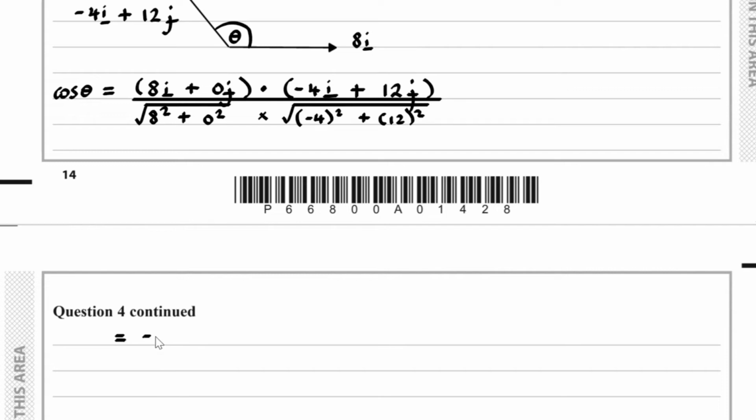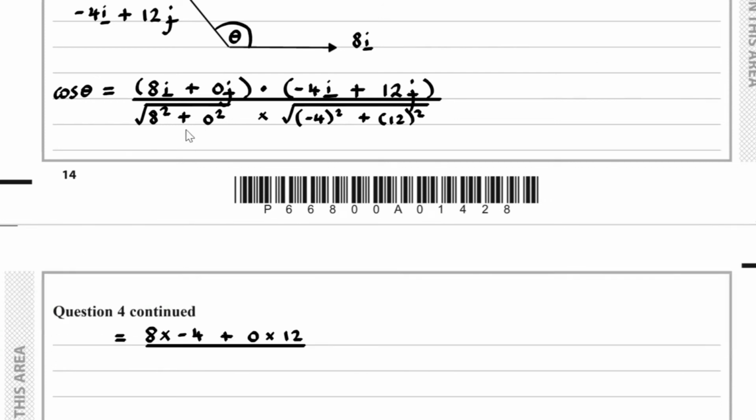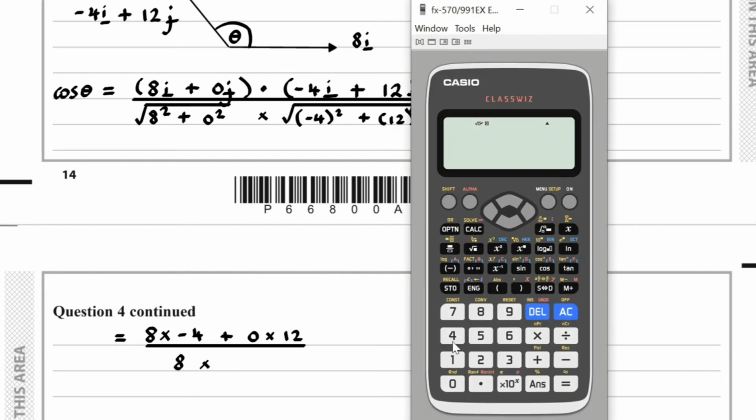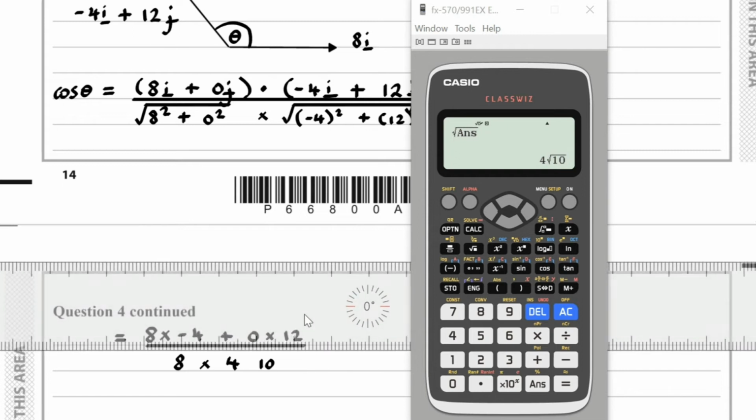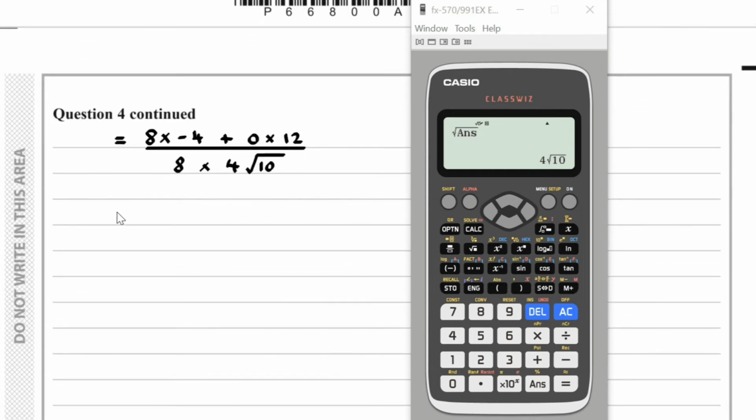Let's just write this down. We have 8 times minus 4 plus 0 times by 12 on the top. And on the bottom, I've got the square root of 8 squared, which is simply 8. And then 4 squared plus 12 squared, square rooted, is 4 root 10. And so if I tidy this up, we've got minus 32 over 32 root 10.